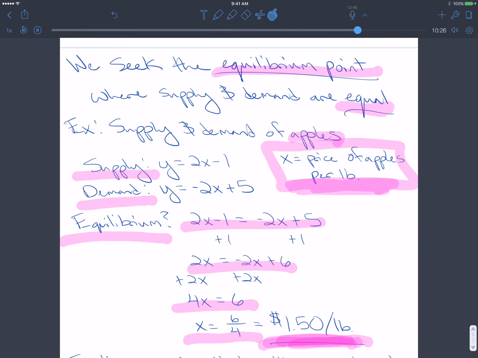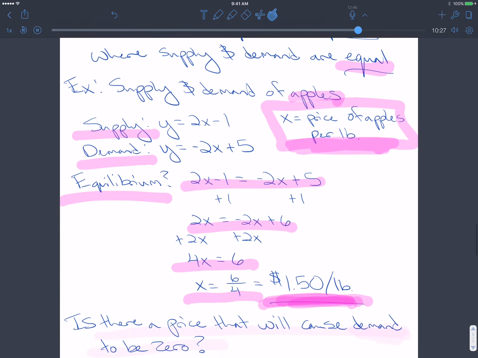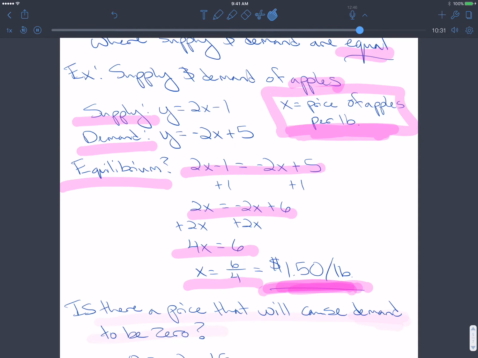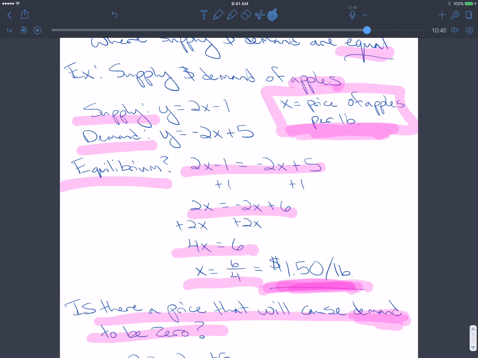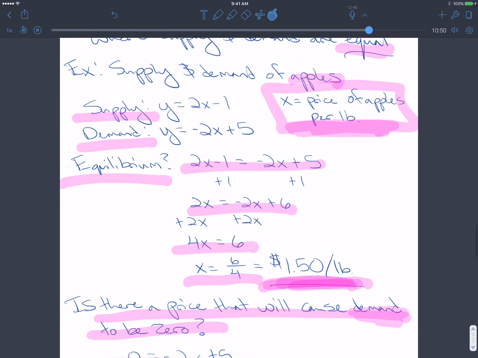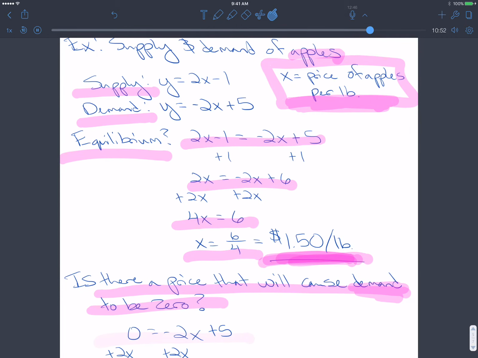Now, another question that we commonly have to ask here is, is there a price that will cause demand to be zero? Is there a price that is too high for these particular apples to the point where consumers just won't buy them anymore? That's what we're really asking. So if the demand becomes zero, all I need to look at is the demand equation, y equals negative 2x plus 5, and find when would demand, which is y, be zero. So 0 equal to negative 2x plus 5.